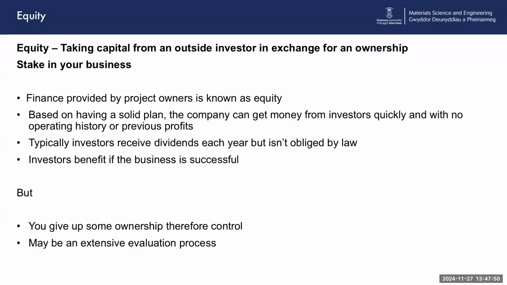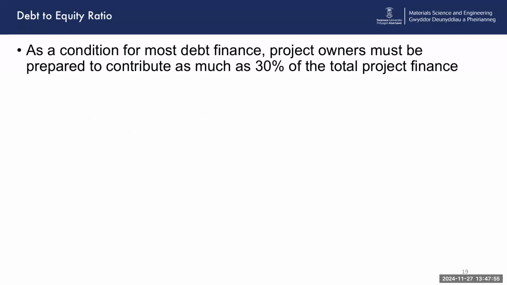And it may be quite an extensive process as well, getting people to actually want to invest in your company. In terms of the ratio between debt and equity, usually we're looking at about 30%. So 70% debt, 30% equity.